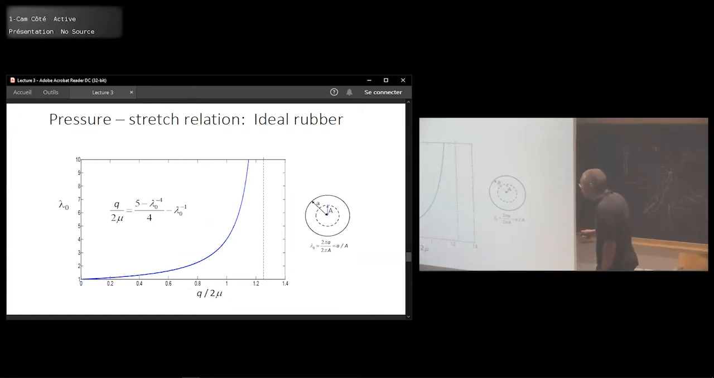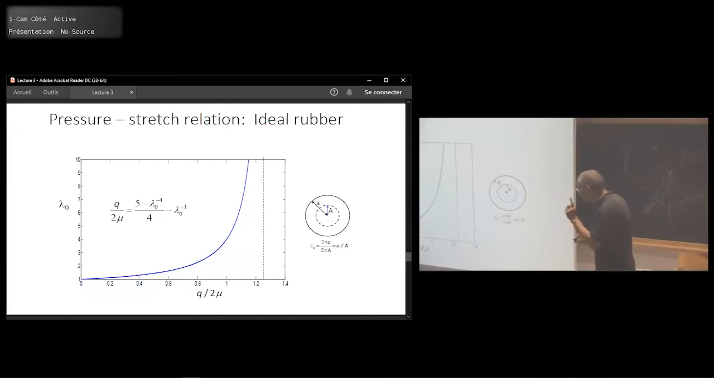Now you notice that this equation allows lambda to go to infinity. So when lambda goes to infinity, this term goes to 0, this term goes to 0, and Q over 2 mu is equal to what? 5 times mu over 2, right? Which is exactly what the blow-up stress is. Okay, so that's where the thing goes to infinity, right?